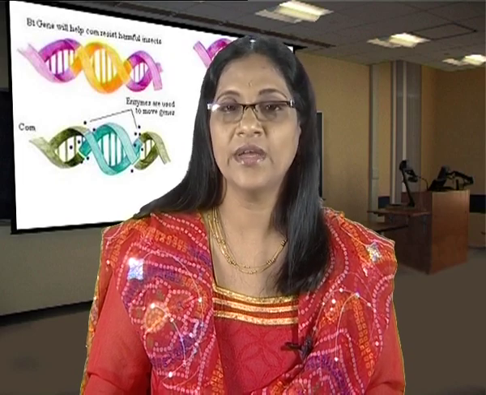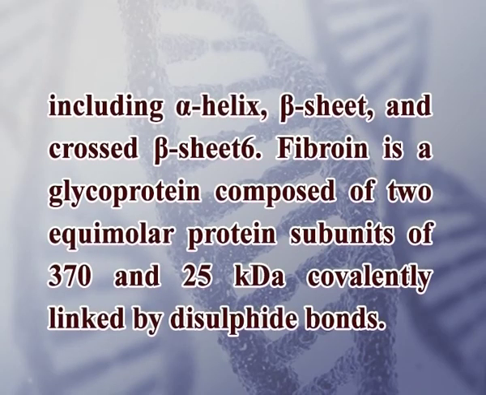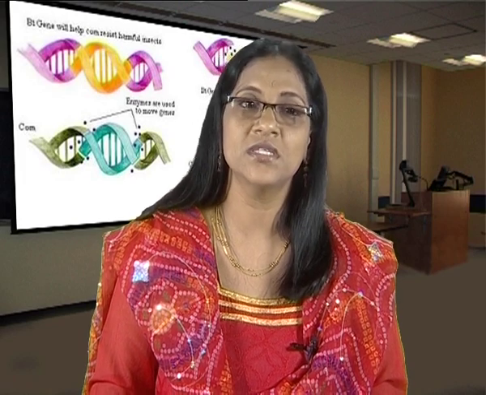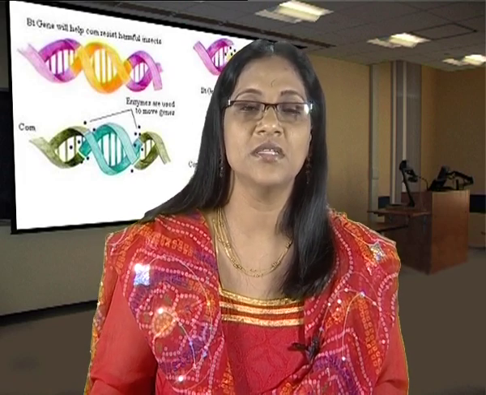Silk fibroin is the protein that forms the filament of the silkworm and gives its unique physical and chemical properties. Silk adopts various secondary structures including alpha helix, beta sheet and cross beta sheet. Fibroin is a glycoprotein composed of two equimolar protein subunits of 370 and 25 kDa covalently linked by disulfide bonds. Fibroin filament is made of both crystalline and amorphous domains.